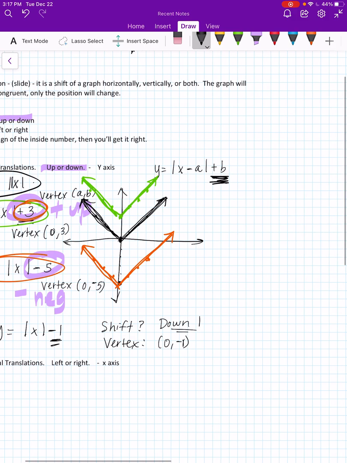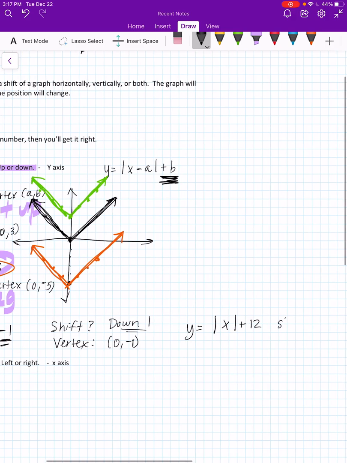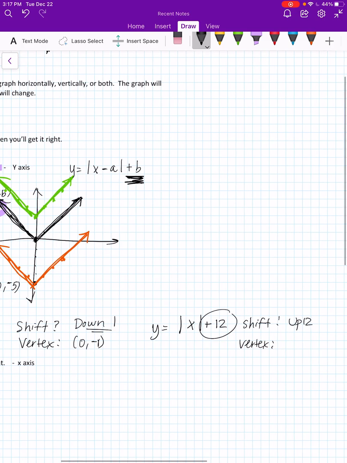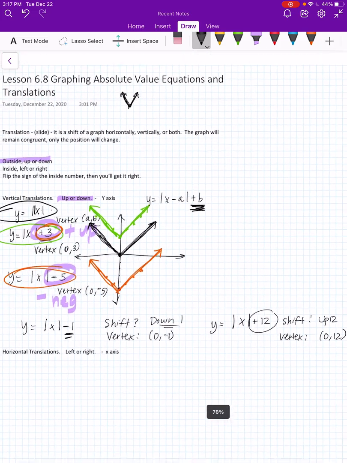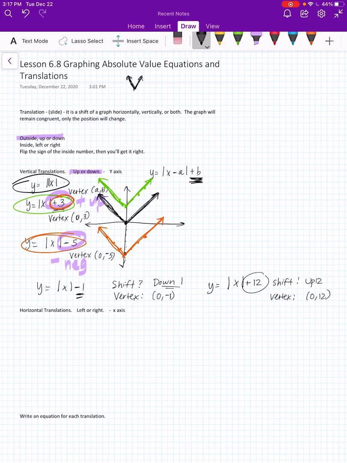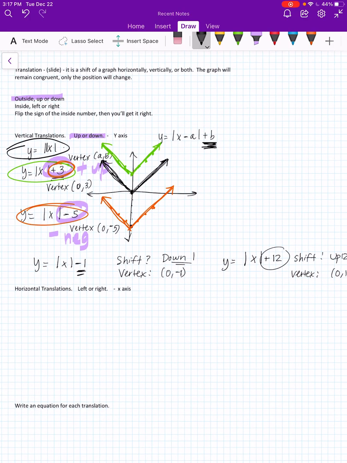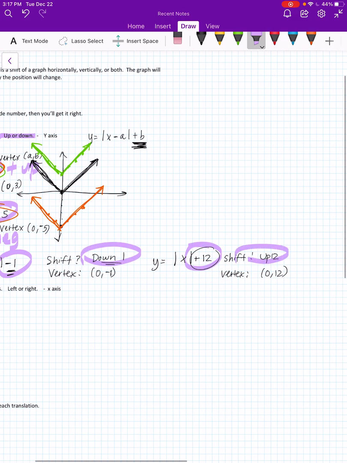So if I had y equals absolute value of x plus 12, the shift and the vertex, the shift means on the outside, what did it do? It went up 12, and the vertex would be 0, 12. Okay, so outside, up or down. Notice these are all outside. This one went down, this one went up.